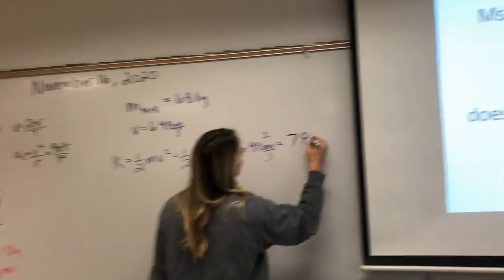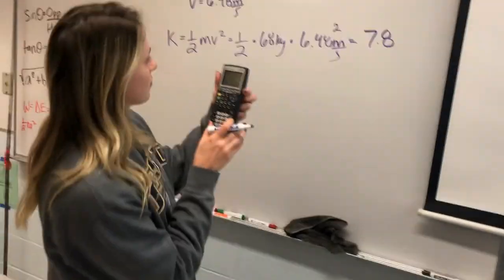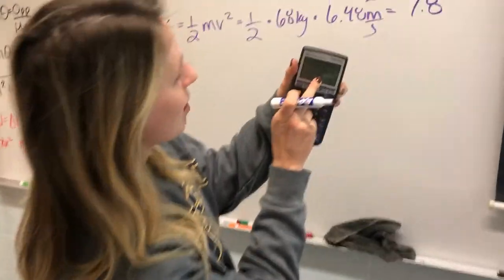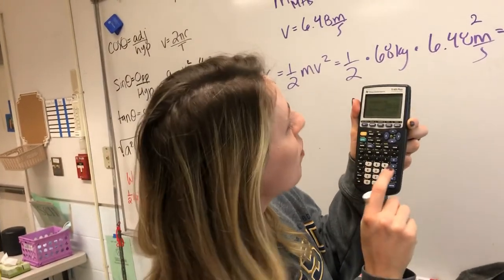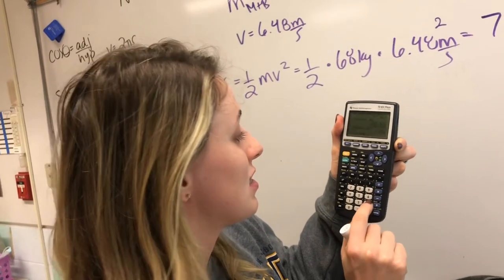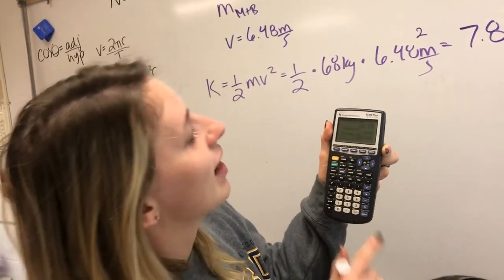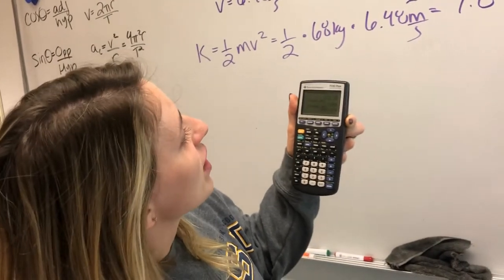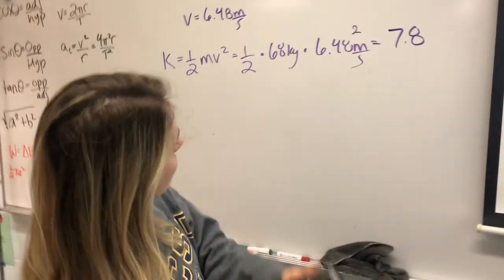Is that number right? That doesn't sound right to me. Do you want to know why? I forgot my 6 right there. So 0.5 times 68 times 6.48 squared. There we go. What do you got now? So now I got 1,428. That sounds like a better number.